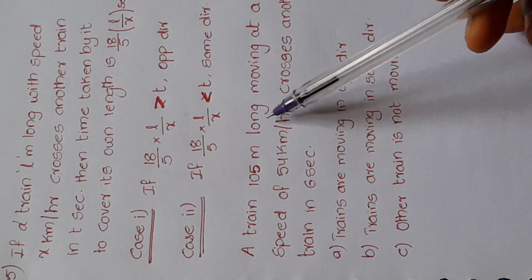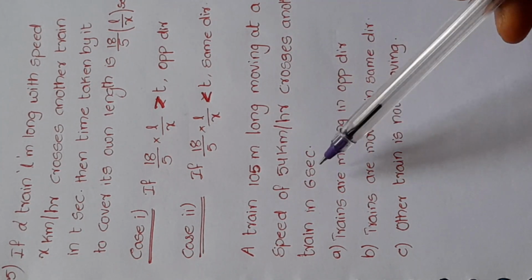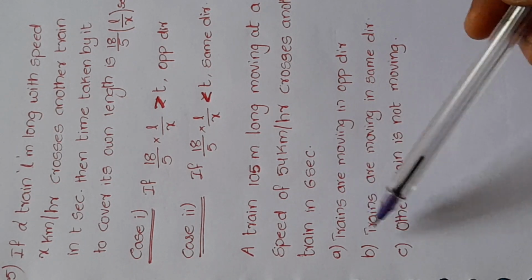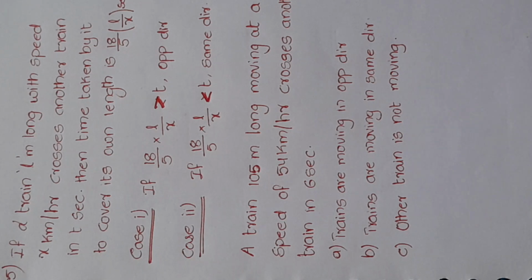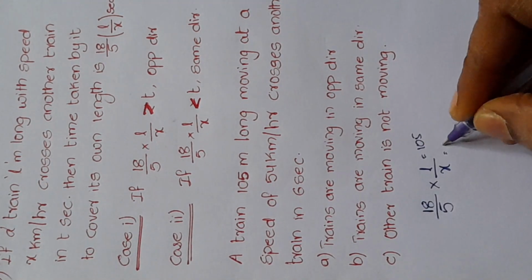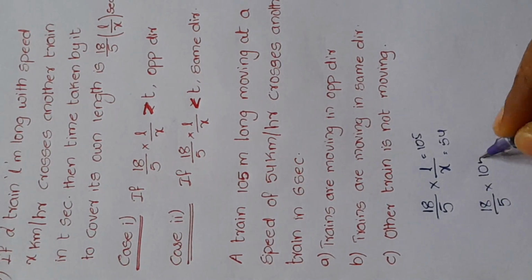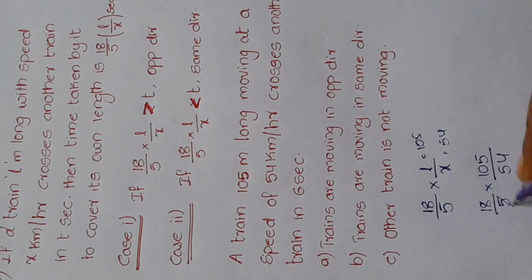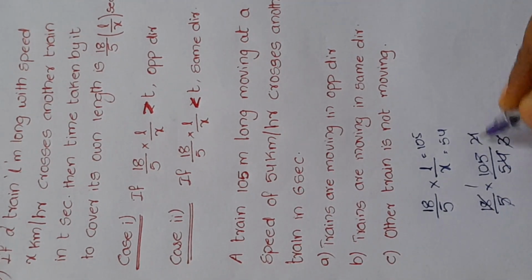A train 105 meters long moving at a speed of 54 kilometers per hour crosses another train in 6 seconds. Now there are 3 conditions given. Trains are moving in opposite direction, trains are moving in the same direction, other train is not moving. Let us solve this. Here L is equal to 105 and x is equal to 54. So 18 by 5 into 105 by 54, 21 times 18 ones 18, 3 ones 3, 7.